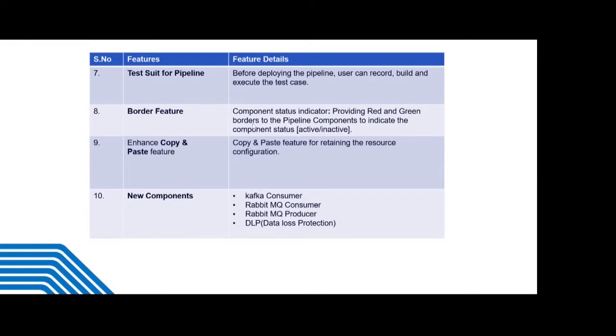Next is the border feature. The border feature is the component status indicator. It means if our component is in active state, the border of the component will be displayed as green, and if the component is in inactive state, the border color will be displayed as red. It depends upon our component's invocation type, either it is configured with real time or batch. That actually depends upon the active and inactive condition. We will show you while I'm giving the demonstration.